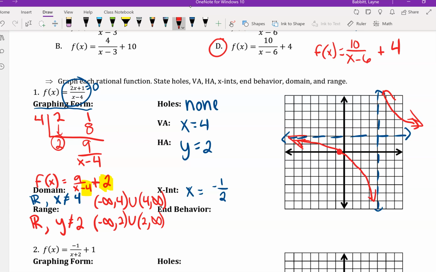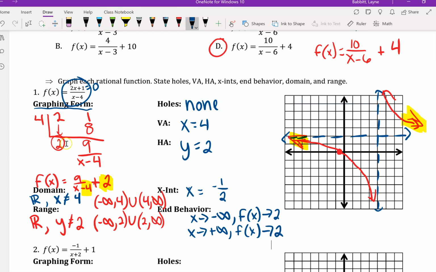And the very last thing, end behavior. So take a look at this left end. The left end is going to be as x approaches -infinity, the function is approaching that horizontal asymptote, which is 2. And then same idea with the right end. This right end is x approaches +infinity. The function is also approaching that horizontal asymptote, again, approaching 2.